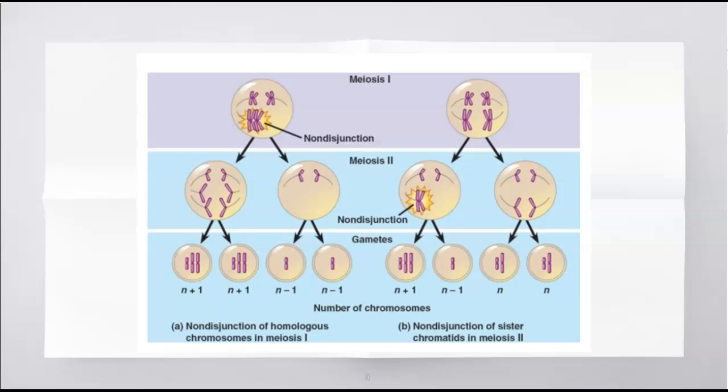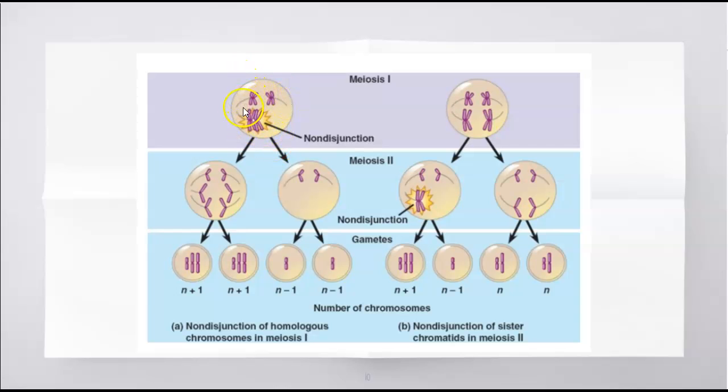So let's talk it through in this picture. Here I have nondisjunction about to occur. This is happening in anaphase 1. And how I know that is because my homologous pairs do not separate. Okay, so I have a cell, and they're lined up at the plate.